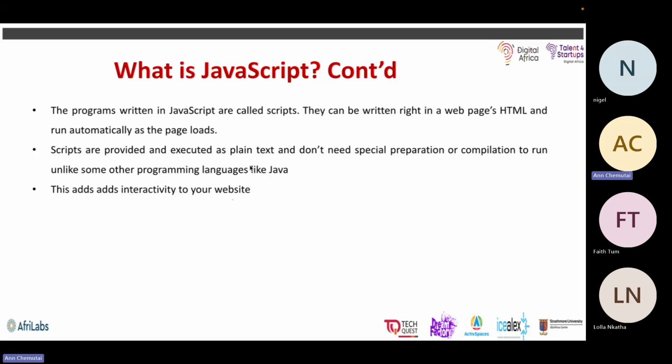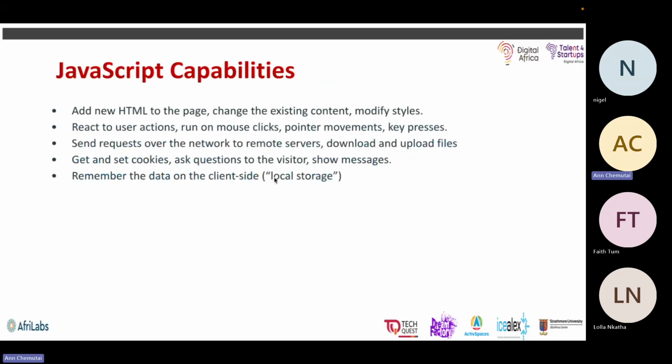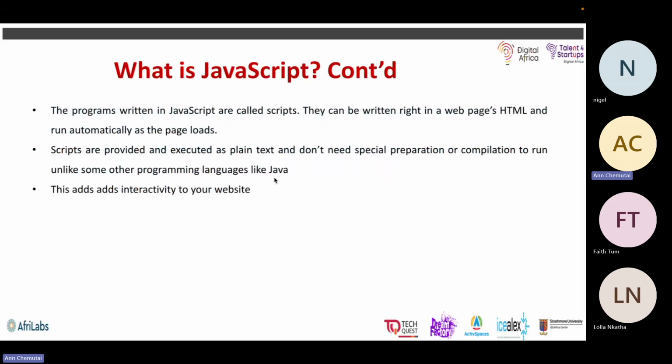So scripts are provided and executed as plain text, and they don't need any special preparation or compilation to run, unlike some other programming languages. This statement means the reason I'm saying JavaScript is easier to learn is because you don't need to compile it, you don't need a whole setup on your computer compared to Java. Java on its own is a very heavy programming language, but I'm not saying it's hard to learn, but I would say JavaScript is easier to learn compared to Java. There are other programming languages as well. So with JavaScript, you just need to write the script. The browser will know how to interpret it. Okay.